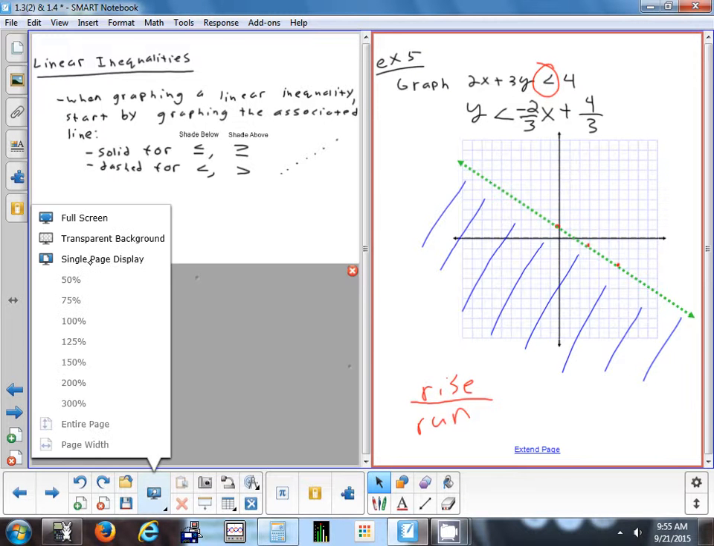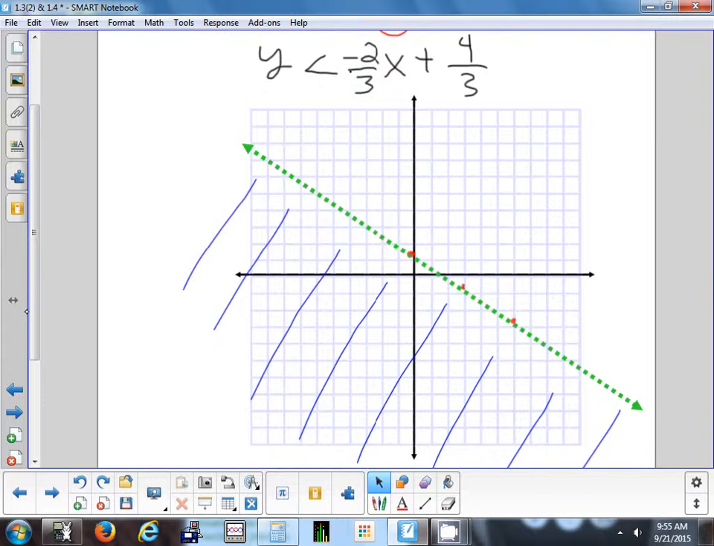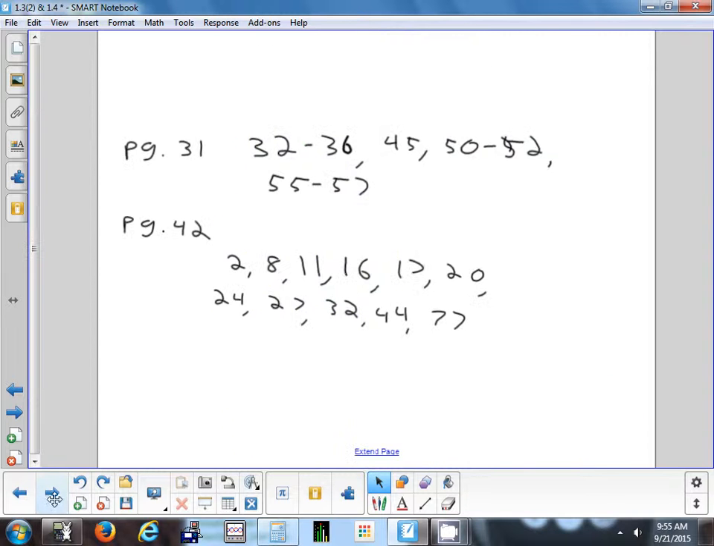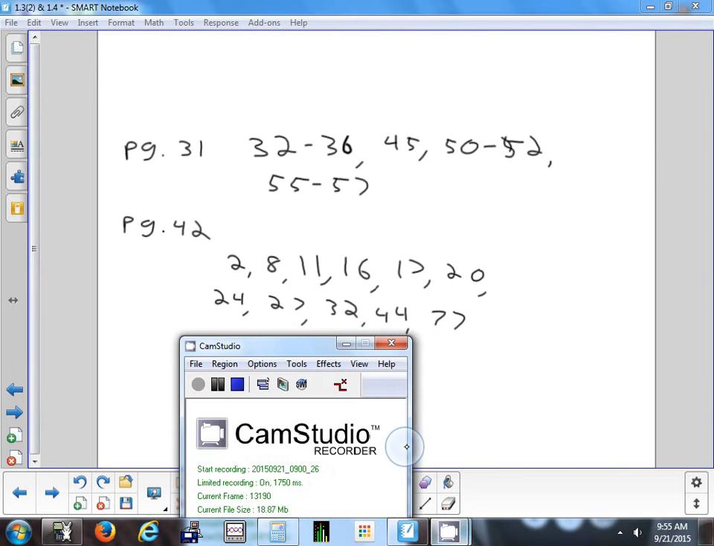Okay, and your homework tonight will be on 2 pages. Part of it will be 1.3, part of it will be 1.4. So page 31, that's the part on 1.3. And then page 42, that's the part on what we did on 1.4. Right, so we'll take a look at that tomorrow. And don't forget, we'll do our take-home test on Wednesday night. That'll be due Thursday morning. Okay, but we'll talk more about that later in the week.